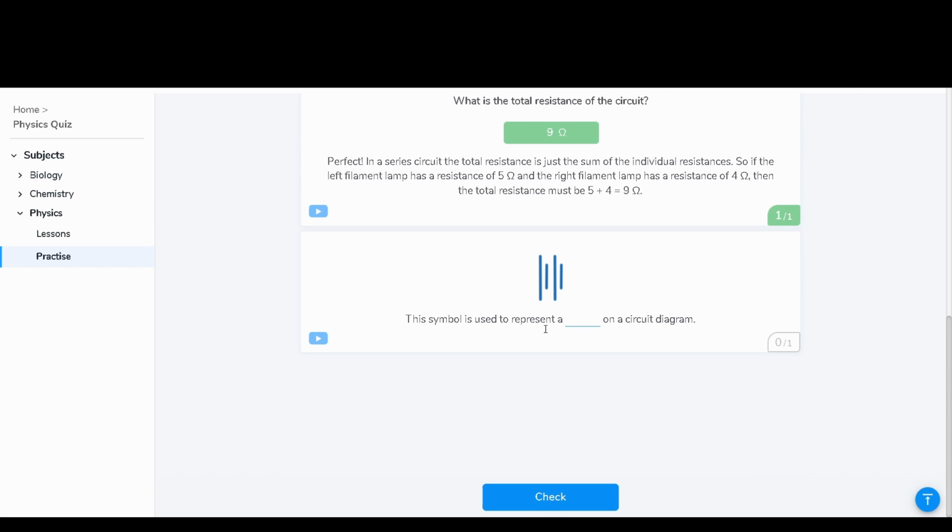This symbol is used to represent a dash on a circuit. What does this symbol represent? So battery. Battery is the correct answer. Very good.